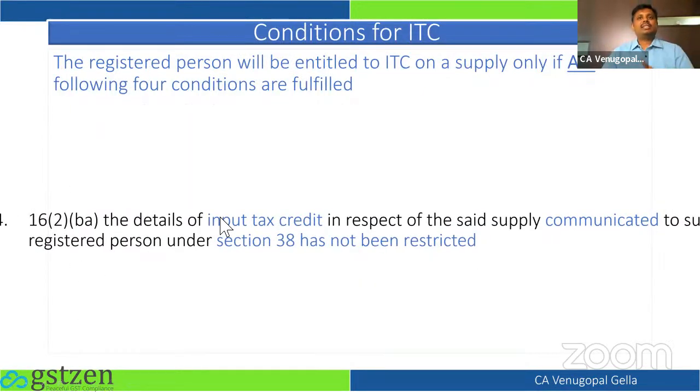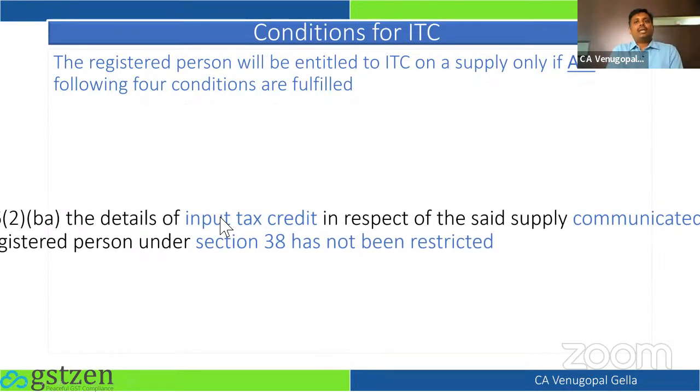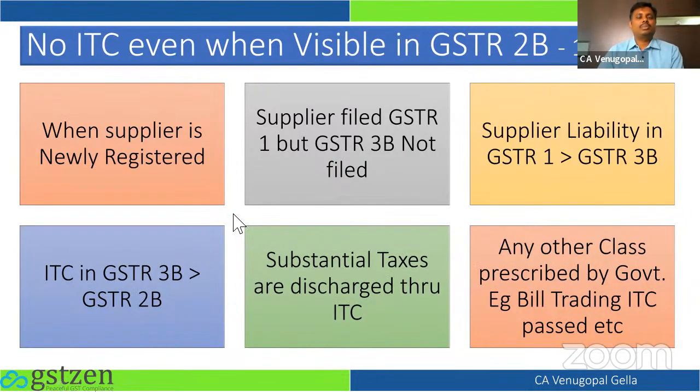Then the next condition says the input tax credit which has been communicated shouldn't have been restricted under Section 38. What does this mean? The government is contemplating new conditions that will be notified from time to time. One of the conditions is if the supplier is newly registered.